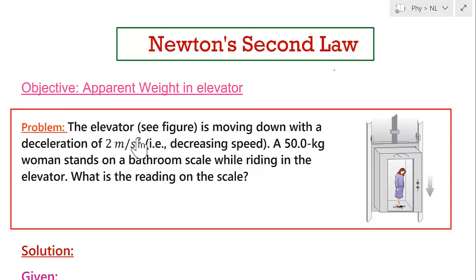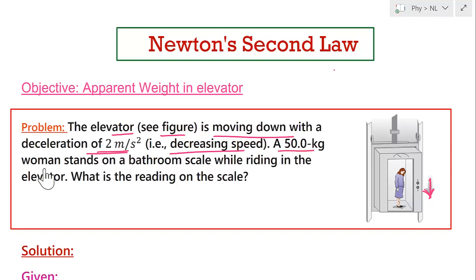So this problem says the elevator as shown in the figure is moving down with a deceleration of 2 meters per second square, that is decreasing the speed. So we have an elevator and this elevator is moving in the downward direction and this is experiencing a deceleration and that value is given, that is 2 meters per second square. In other words, this elevator is going to slow down and finally come to rest. So this is decreasing the speed. So the magnitude of acceleration is given, that is 2 meters per second square.